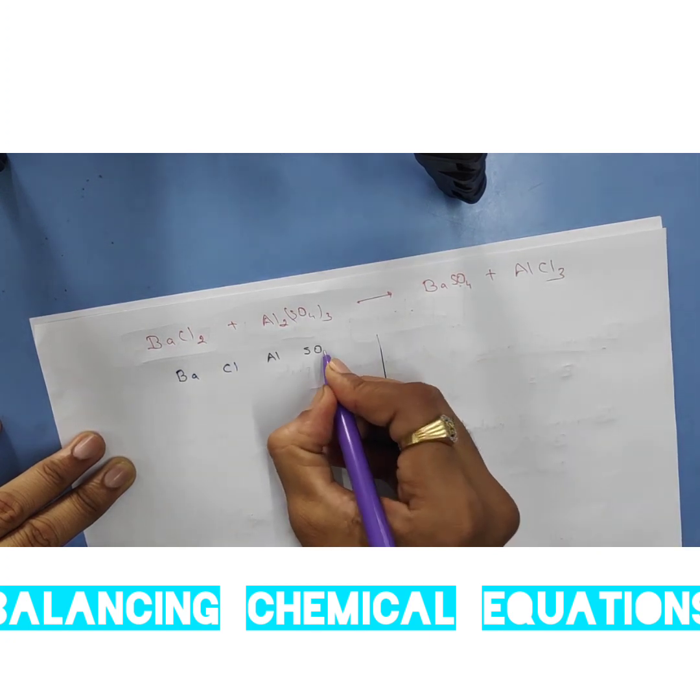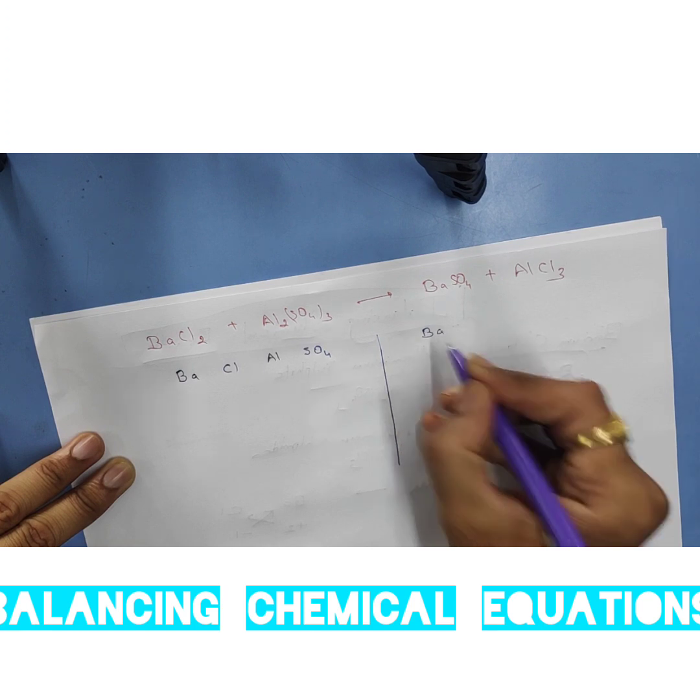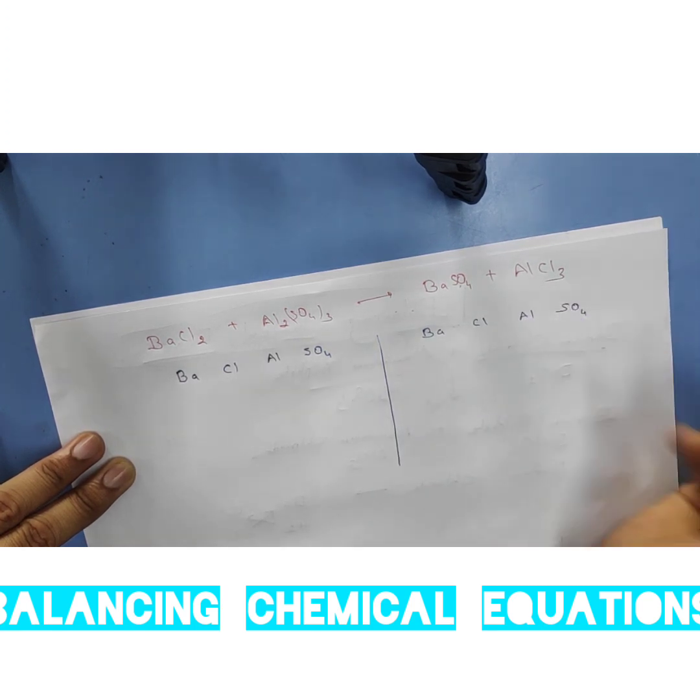Let's go for this SO4. This is what we have. Same thing, same order on the other side. Ba, Cl, aluminum sulfate. Clear?